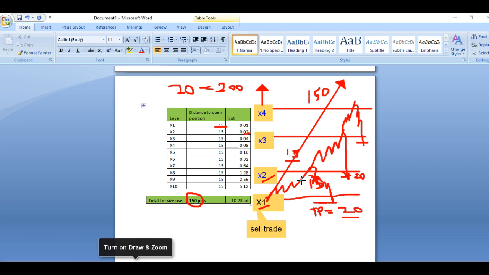This is a basic martingale EA with hedging. So if this is a sell trade, you also have a buy trade, and altogether it will follow the same. If you have a sell trade, you also have a buy trade. It means if you lose here, your buy trade is earning. So what happened to your buy trade? I will explain that.